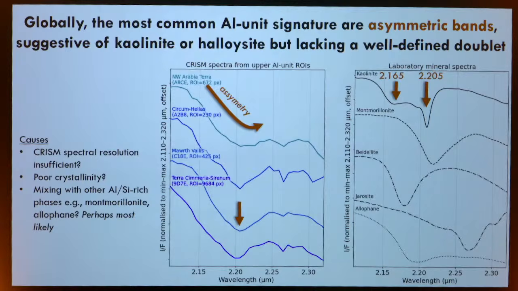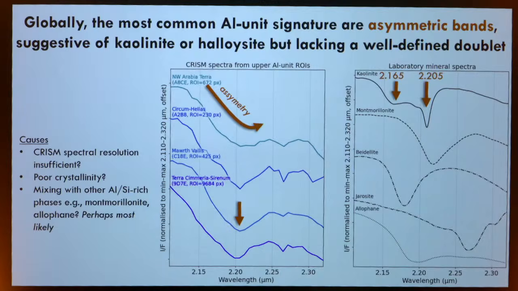Why might that be? It could be that CRISM's spectral resolution isn't sufficient to capture that. However, on the next slide, you'll see I don't think that's the case. It might be poor crystallinity. I think this is possible as well. Maybe that means the features aren't displaying as clearly as in these lovely, nice lab spectra.